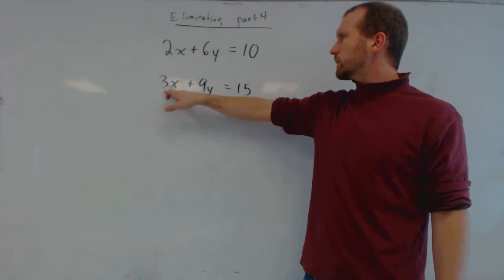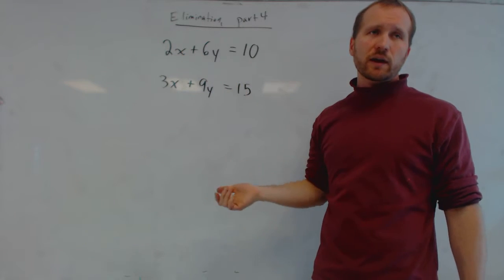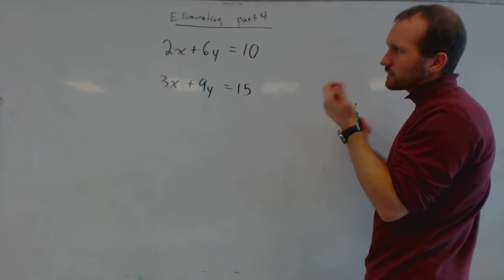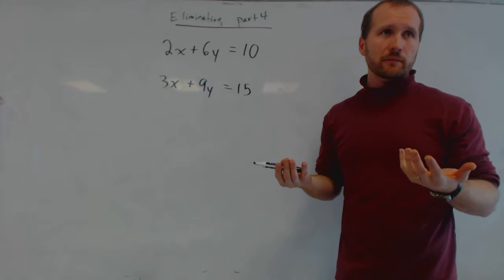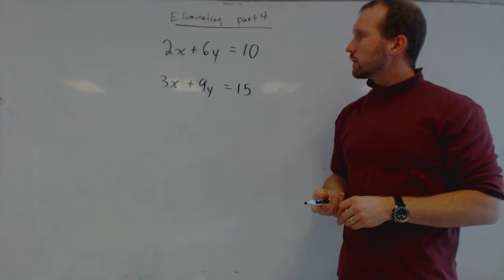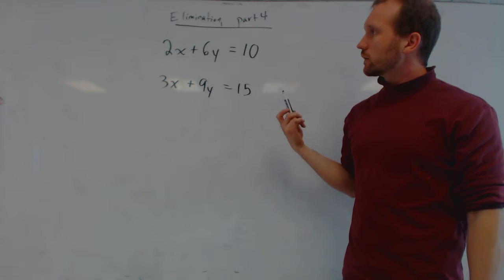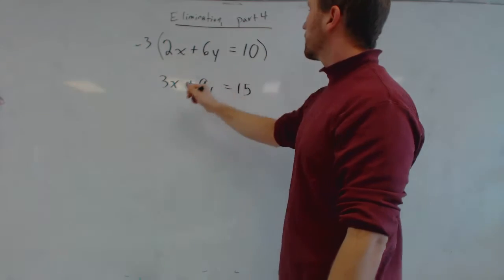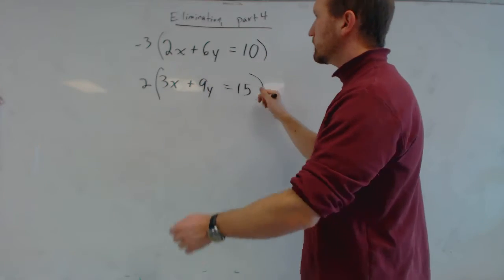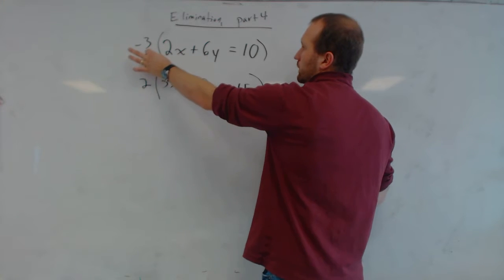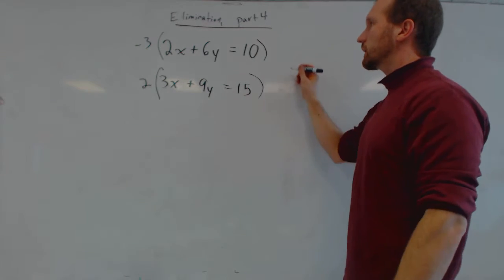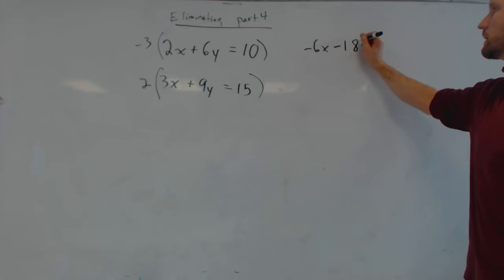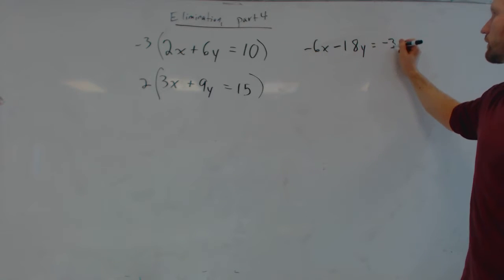I can't multiply 3 times anything to get 2 unless it were a fraction. I can't multiply 9 times anything to get 6. So I'm going to have to multiply both equations, right? Wouldn't it be easier if you do first one by negative 3 and then second one by 2? Let's multiply this one times negative 3 and this one times 2. So I'm just looking at the coefficient, right, and copying it down, basically. So here I have negative 6x minus 18y equals negative 30.